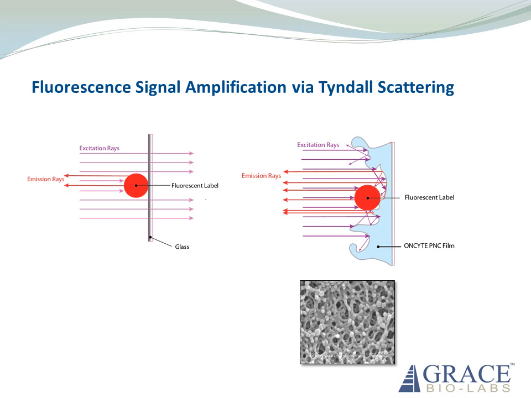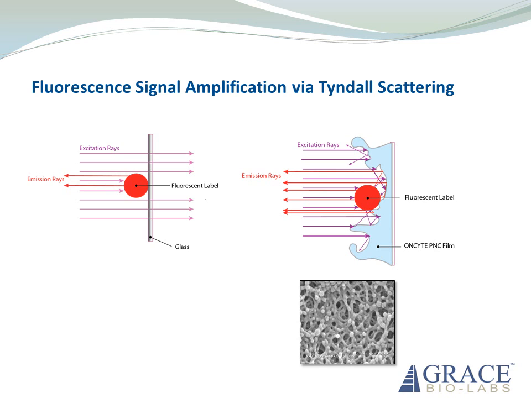Now consider a fluorescence assay prepared on PNC. Where excitation light strikes the surface of the PNC, tiny voids in the film scatter the incident light, causing many of the photons to reflect back onto fluorophores, thus increasing the probability that the excitation light will be absorbed by a fluorophore. Thus, the effective extinction coefficient is greatly increased.